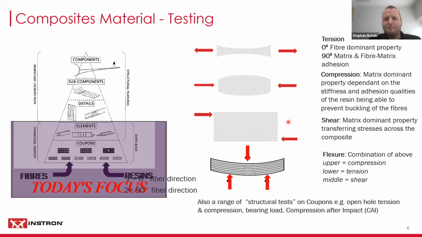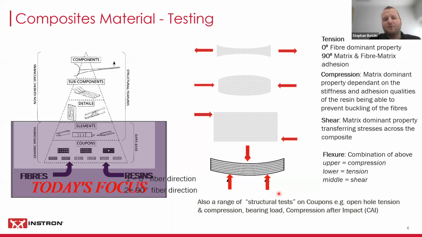Shear testing is a matrix dominant property, transferring the stresses across the composite coupon that we're testing. And then if we're looking at flexure, it's a combination of all of these. If the upper anvil is coming down on our composite coupon here, then we're going to initiate a compressive load, and the lower supports where the specimen is resting will introduce tension loads. And in the middle, what is happening here is that some shear forces are being tested.